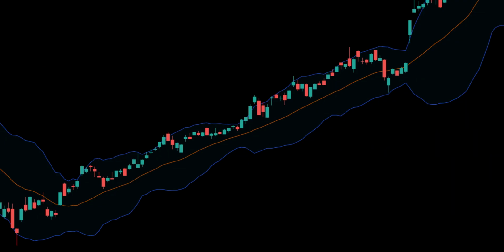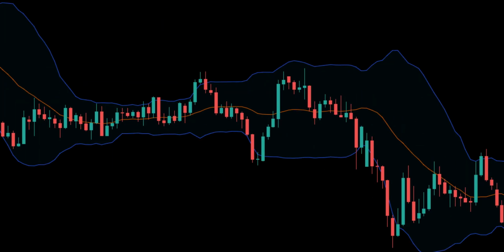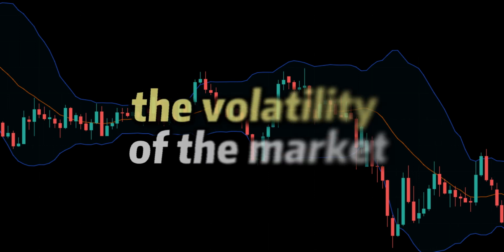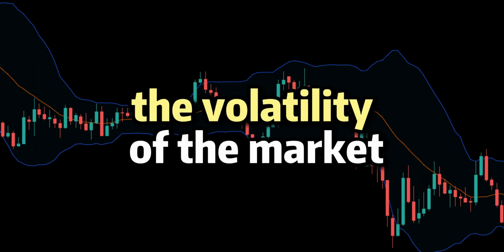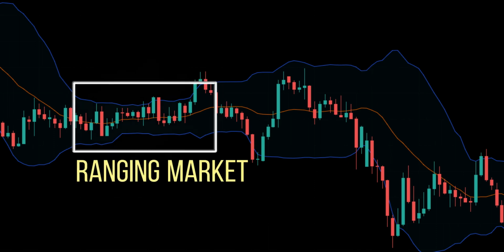In a strong uptrend, the price can stay around the upper band for several candles. Similarly, in a strong downtrend, price can stay at the lower band for several candles. And a common strategy of Bollinger Bands is identifying the volatility of the market. The 2 standard deviation lines will expand when the market is highly volatile, which leads to big price movements. Next, when the 2 bands are close to each other and contracting, this situation means the market is in a range.